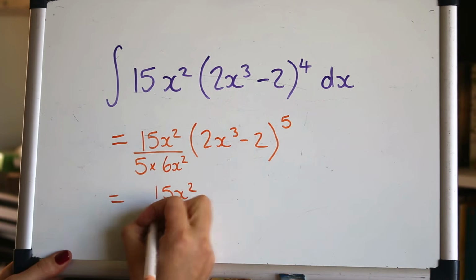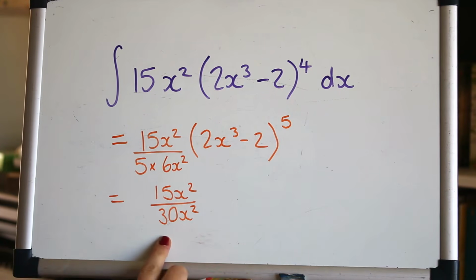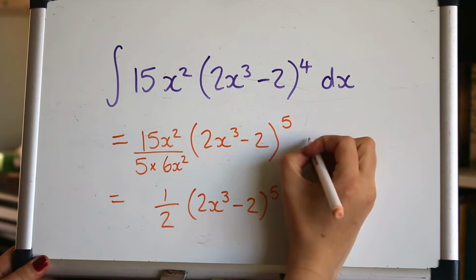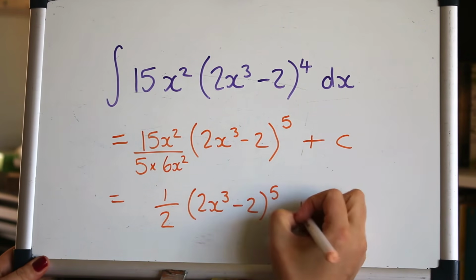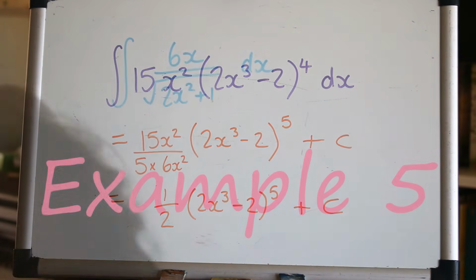So on the bottom, all of that is 30x squared, and that will all simplify to just a half. And I mustn't forget plus c. Nice one, well done if you're getting this.